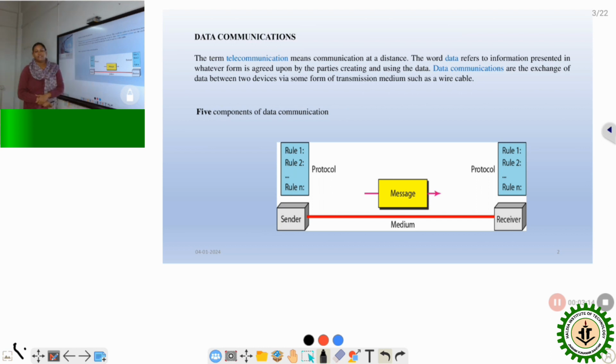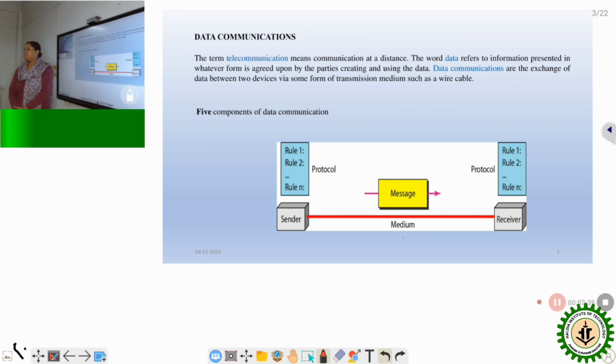The third component is the medium. The medium is that by which the data is transferred. It may be a physical medium or an optical medium, anything. That is the transmission medium, either cable or wireless. This transmission medium is established between the sender side and the receiver side.